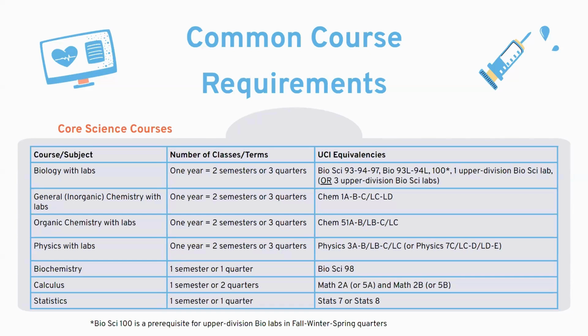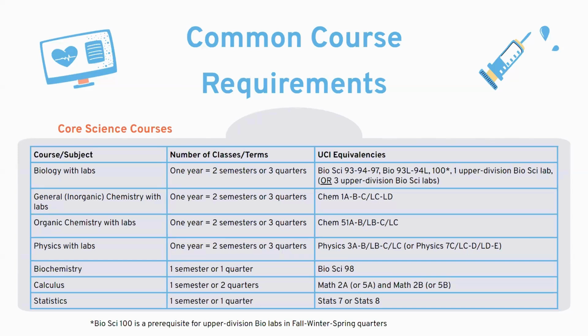We're going to now go to biochemistry, which is either 1 semester or 1/4 typically. And here at UCI, that class is BioSci 98. Now you'll notice that it is a bio course, it's part of that core. But if you look at some other campuses, you may see biochemistry categorized under the chemistry department.